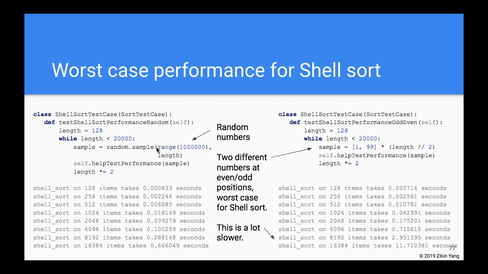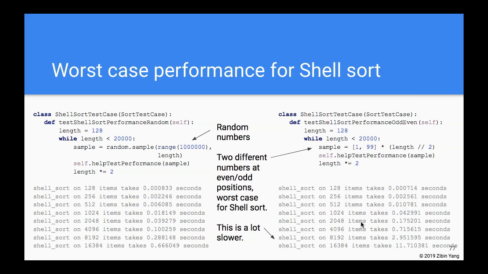So in the first test, I generate random numbers, totally random numbers, and we measure the time it takes to do that. And then in the second test case, I'm going to put just a small number at the even indexes, it starts at 0, and then a larger number, 99, at the odd indexes. And yeah, I use list multiplication to create a big list. And then again, I also measure the time it takes to do that.